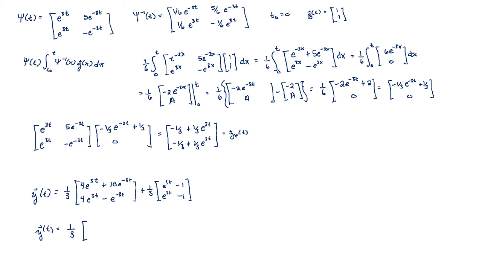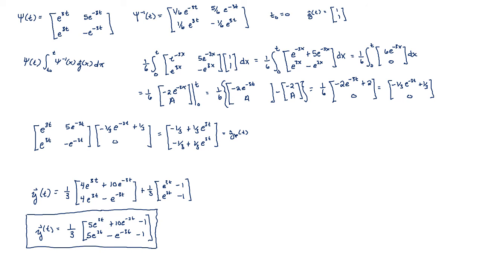And then we can add together our two matrices. So 4e to the 3t plus another e to the 3t will give us 5e to the 3t plus 10e to the negative 3t minus 1. And then on the bottom row, we'll have 5e to the 3t minus e to the negative 3t subtract 1. And there we go. We have our solution to our initial value problem. And we're all finished.